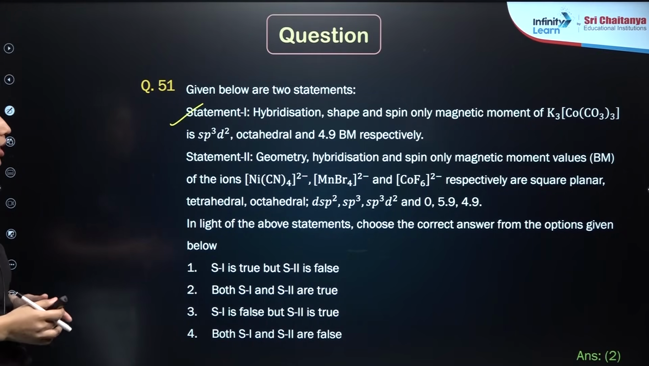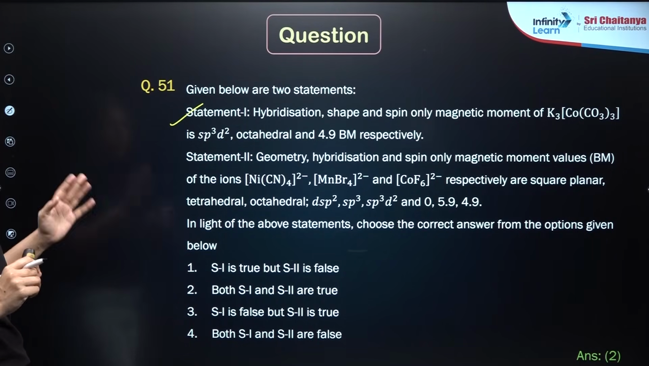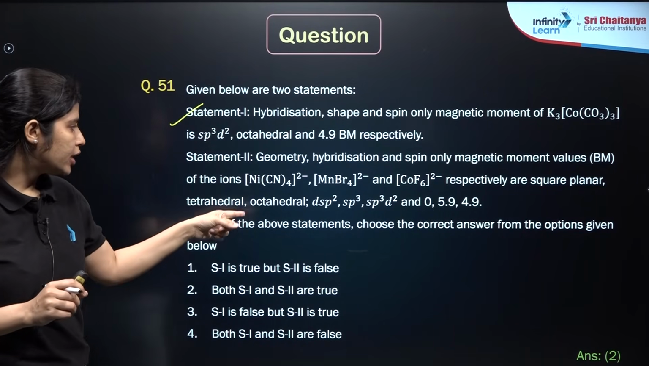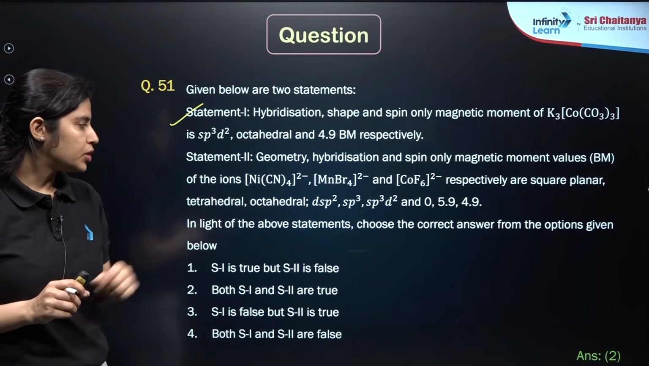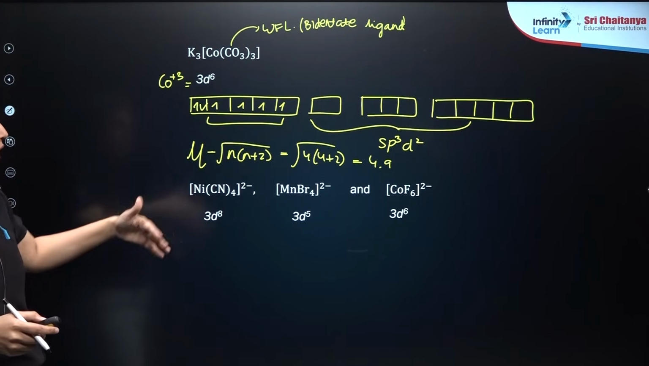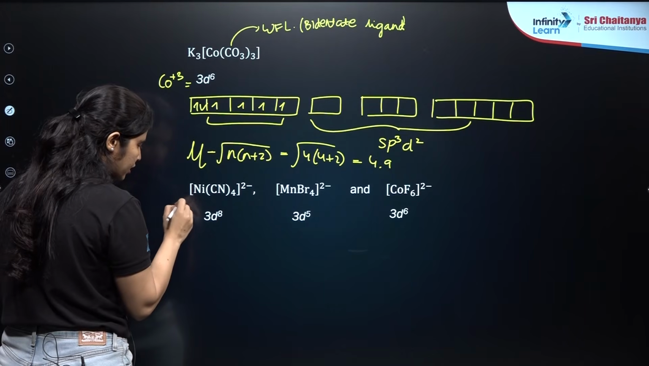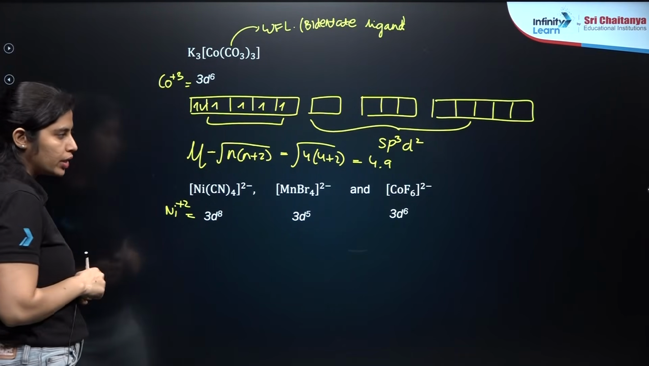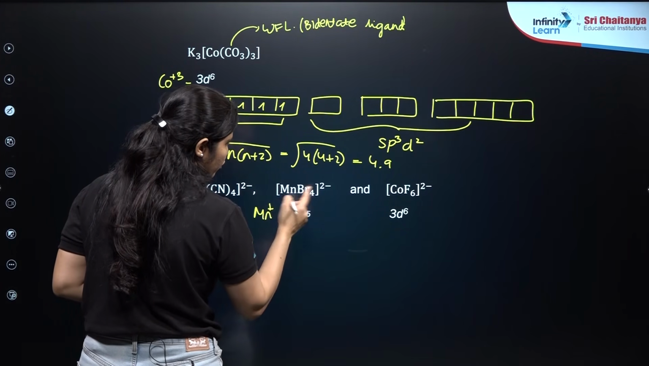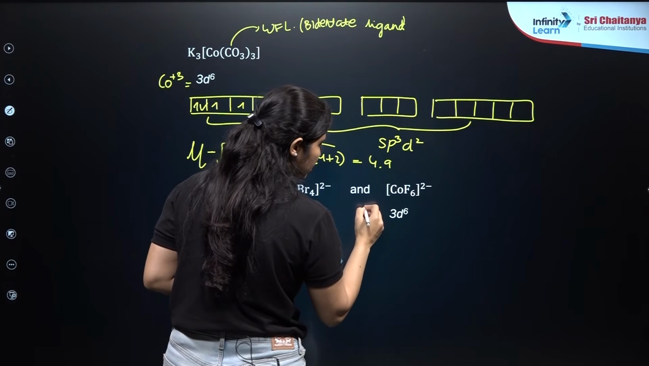Let's look at the next statement. It says that the geometry, hybridization, and spin only magnetic moment values for the ions present here respectively are square planar, tetrahedral, octahedral, dsp2, sp3, sp3d2, and 0, 5.9, 4.9. In a similar way, we have to find these for these compounds as well. Looking at the oxidation state, nickel is going to have +2 oxidation state, and hence it is going to be 3d8. Manganese here is also going to have +2 oxidation state, so it is going to be 3d5. Cobalt is going to have +4 oxidation state.